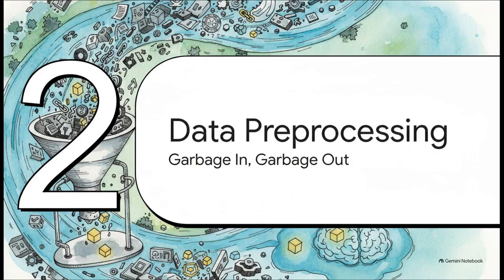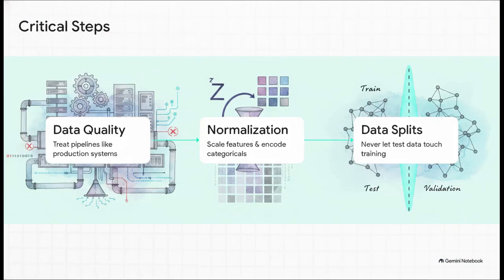Moving on to Section 2, data preprocessing, the classic garbage in, garbage out. There are 3 absolutely crucial steps here. First, treat data quality as infrastructure. Missing values or weird inconsistent formats will completely corrupt your model training. Second is normalization and encoding. You have to standardize your numerical features so a massive spike in memory usage doesn't mathematically overwhelm a tiny but important drop in latency. And third is setting up incredibly strict train, validation, and test data splits.